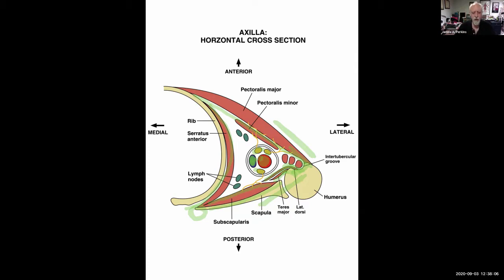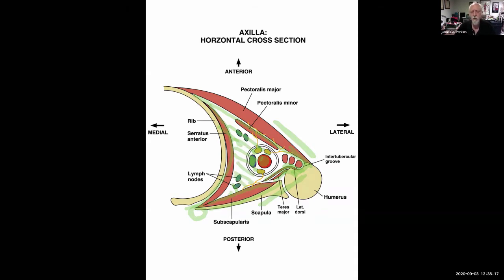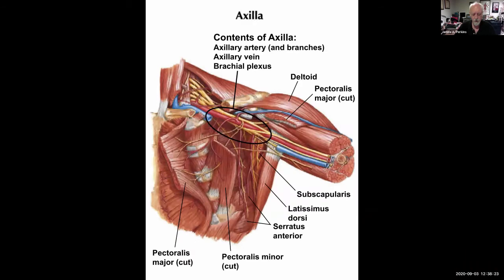The rest of the axilla is filled in with a whole lot of fat and a lot of lymph nodes. And you may or may not see the lymph nodes during your dissection. If you do see them, they usually just look kind of like little gray blobs, like little gray kidney beans.